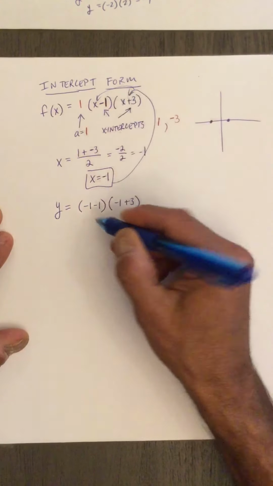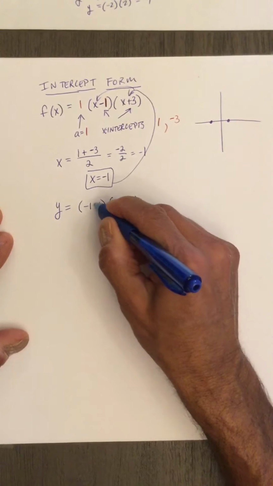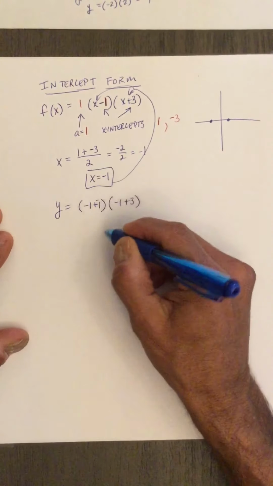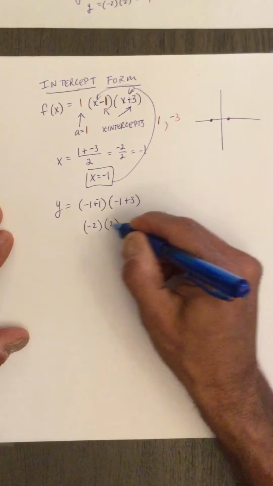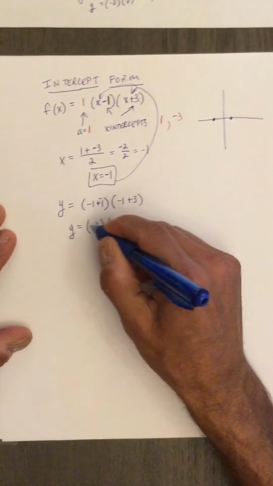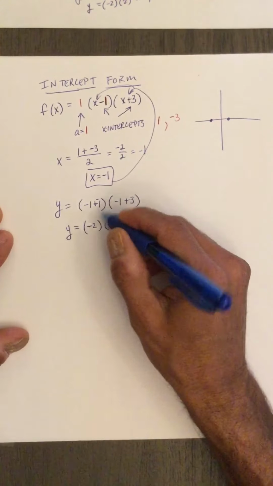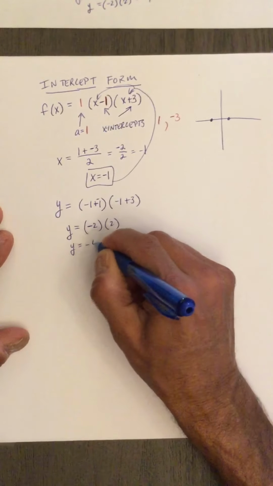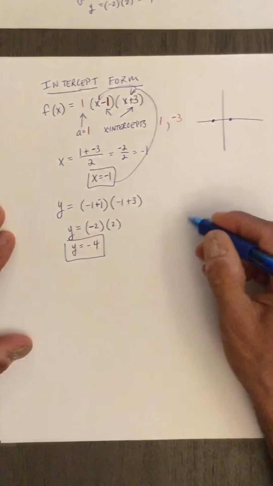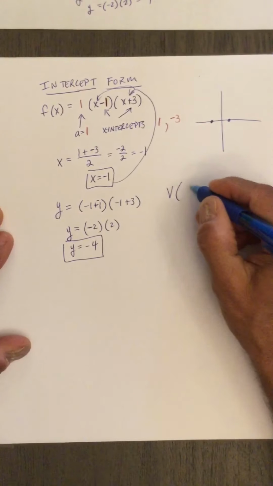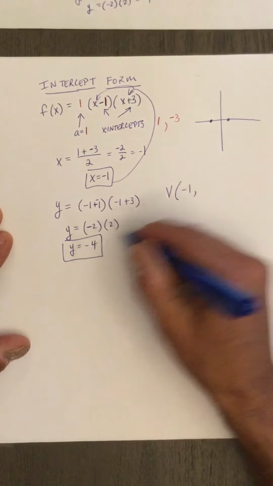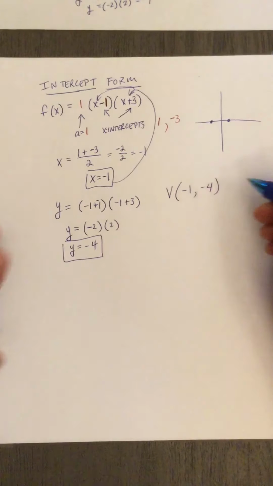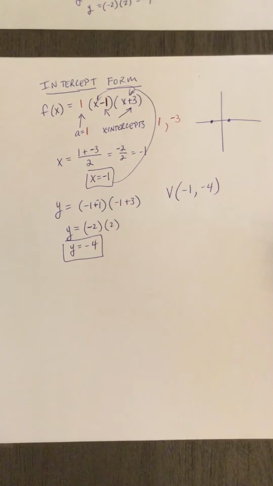All I did was I took this number and I plugged it in wherever I saw an x, right? So when I add these two up together, that's negative 2. Add these together, that's 2. So when I multiply these together, I get negative 4, right? So my vertex is negative 1 and negative 4, right? Negative 1, negative 4.